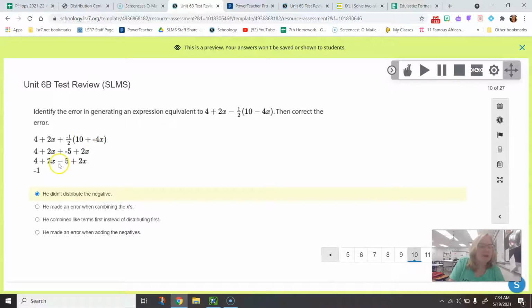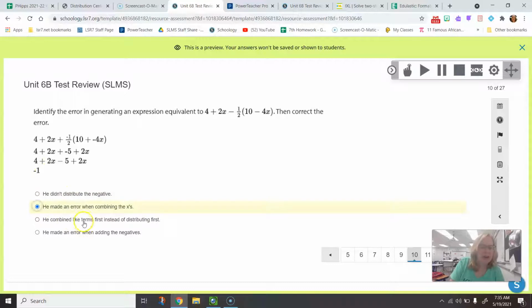We don't know. They. So now what we have to do is figure out what did they do. Did they distribute the negative correctly? Yep, they did that. He made an error when combining the x's. Yeah, because look at that. He has a 2x and a 2x. We came up with a 4x. Yep, there's our answer right there.